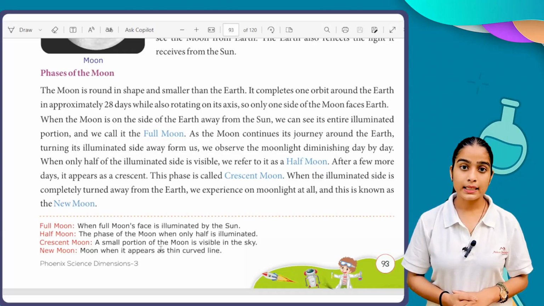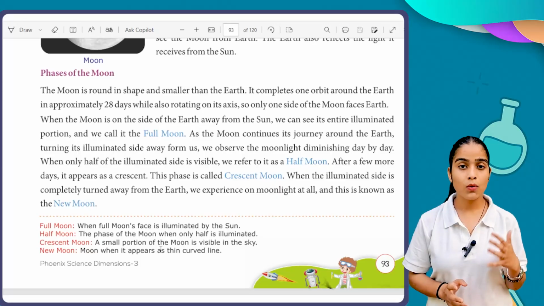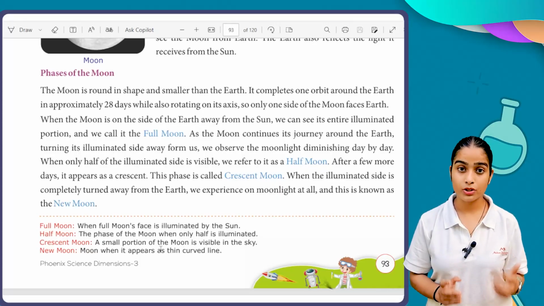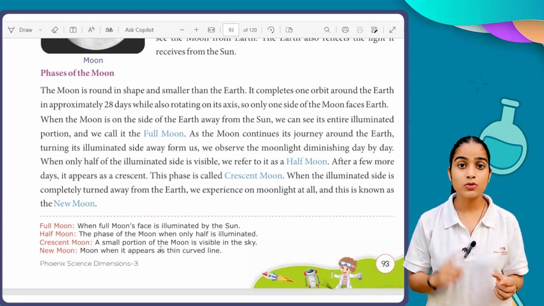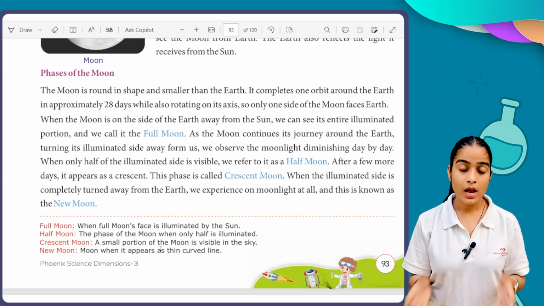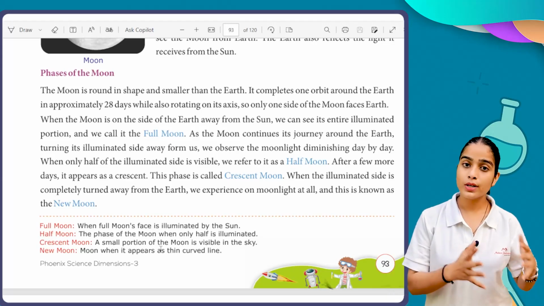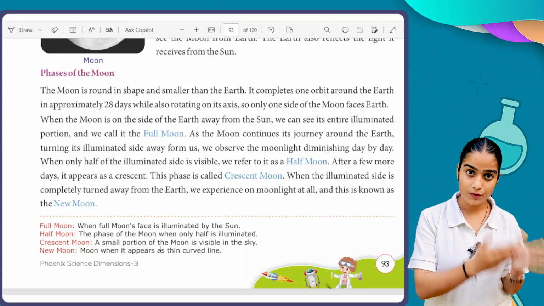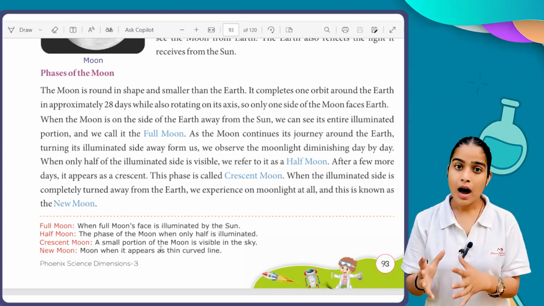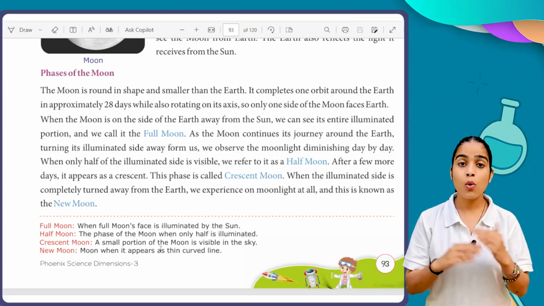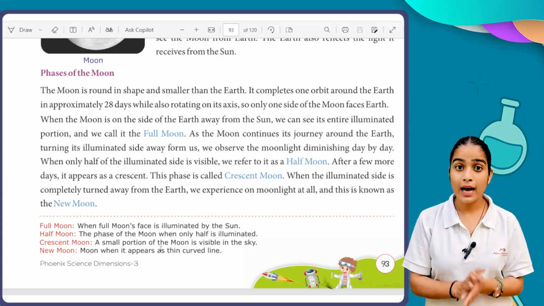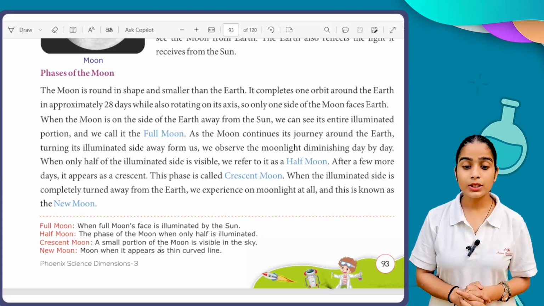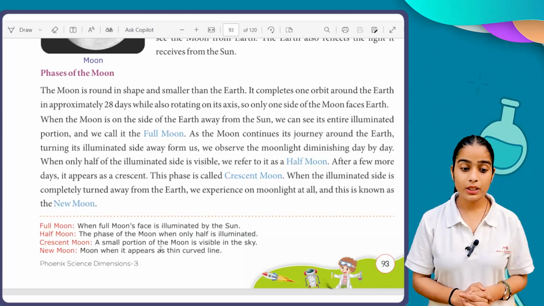So what we understand here is that your Earth takes 24 hours to complete its one rotation. Similarly, your moon takes 28 days to complete its one rotation. That is why we see only one side of the moon, for 15 days, and for the next 15 days we see the half part of the moon. And when we see the whole part, the entire illuminated portion, that portion is referred to as the full moon. As the moon continues its journey around the Earth, turning its illuminated side away from us, observe the moonlight diminishing day by day.